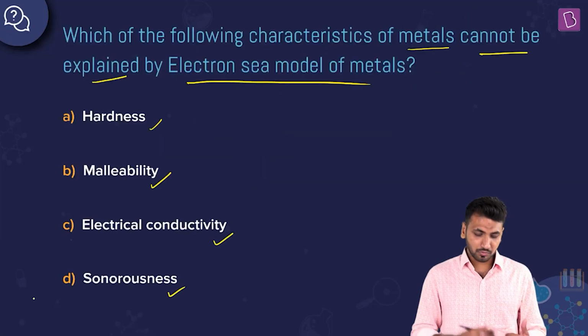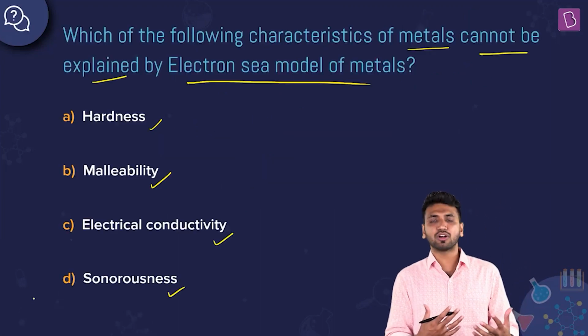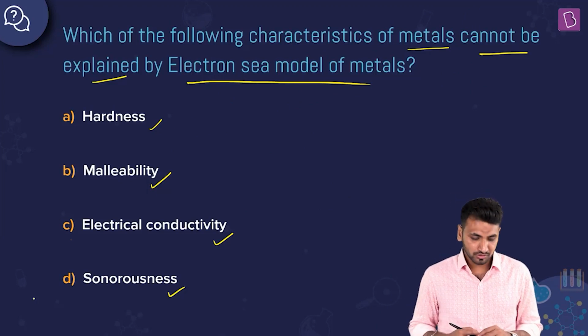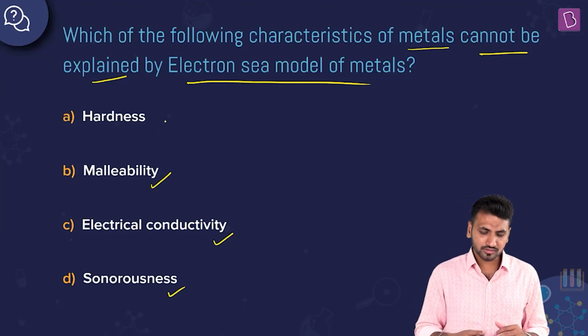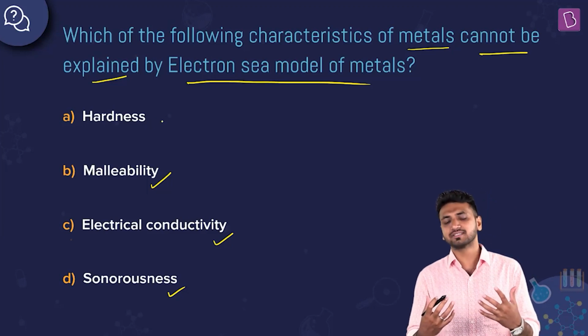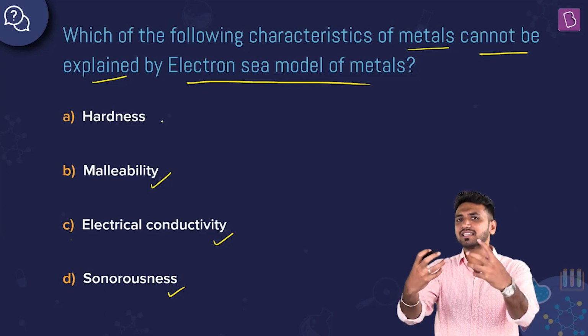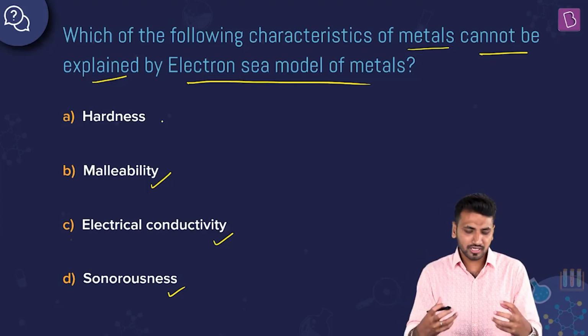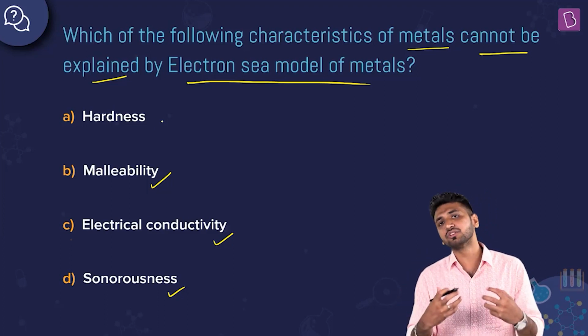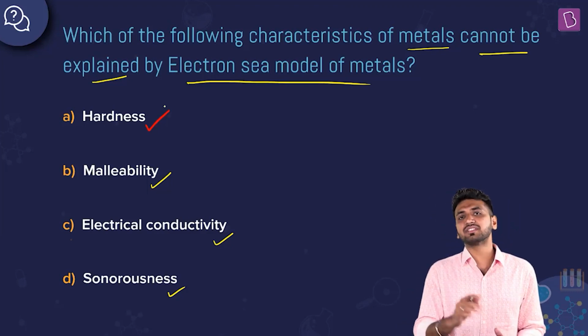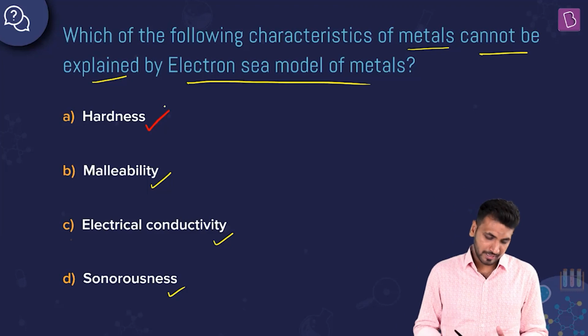So the question demands that we figure out which of the following characteristics cannot be explained by this model. So hardness. Now what is the reason behind the hardness? The stronger the attraction between the kernel and the electron, the harder the crystal is going to be. So hardness can be clearly explained with the electron sea model, right?